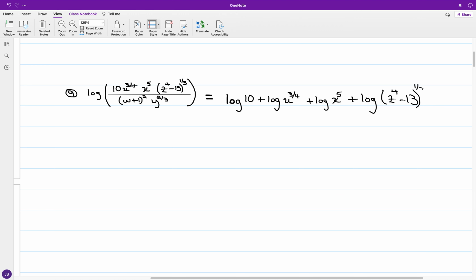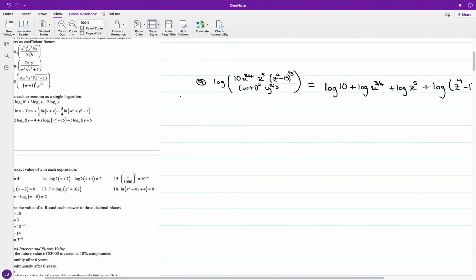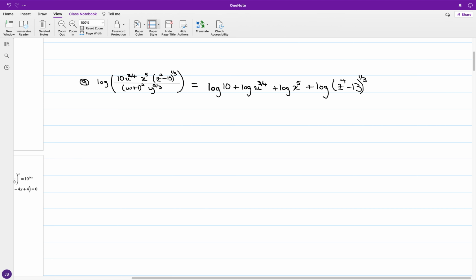raised to the 1/3. So these 4 factors are at the top, and writing in expanding notation, I'm going to be adding these together. With the square root of w plus 1 and y to the 2/3 at the bottom, the base 10 logarithmic terms formed with these are going to be subtracted. So you have minus base 10 logarithm of the square root of w plus 1, and minus base 10 logarithm of y to the 2/3.